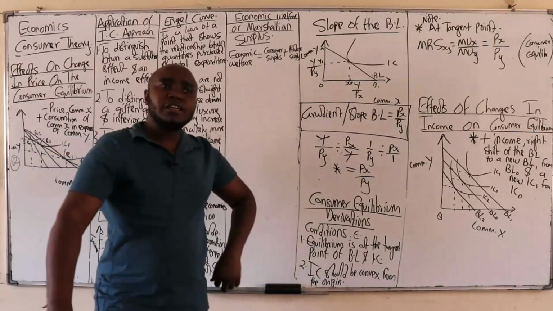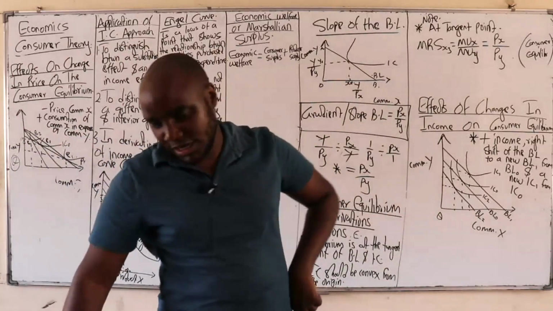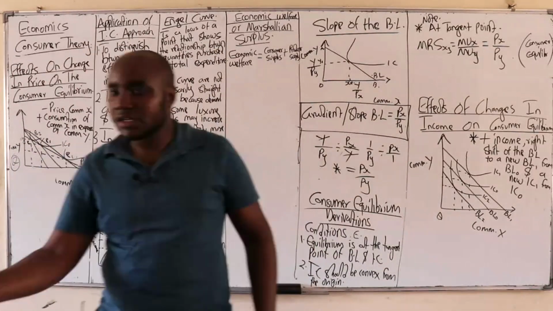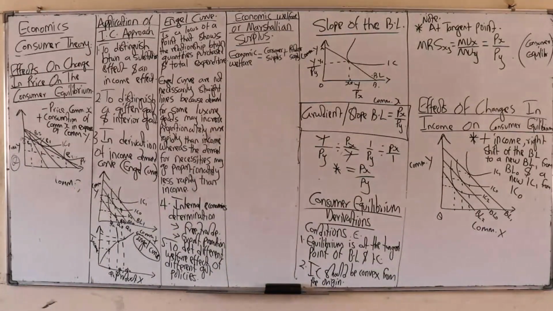Let's talk about the consumer surplus. It happens like this. Let's do the signing first, the attendance.